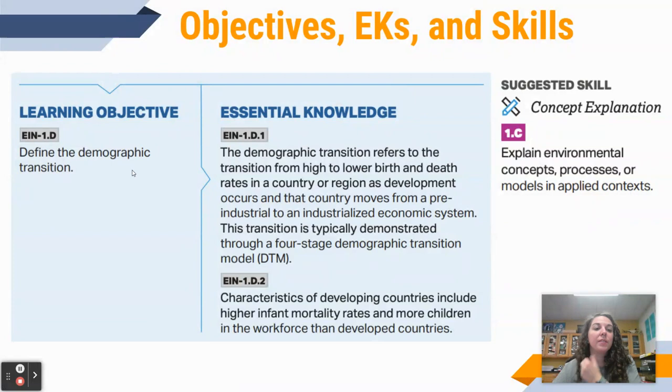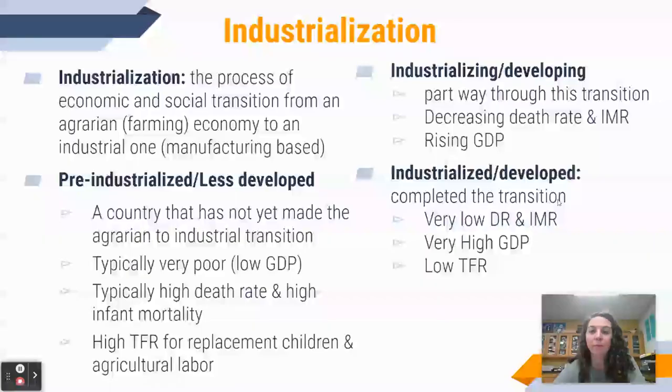So our learning objective for this one is going to be to define the demographic transition. To be able to do that, you have to know some things about the stages we have of the transition, and then what that graph looks like. So you're going to need to know some characteristics of those countries to be able to explain all of this. And your practice FRQ is going to be to explain environmental concepts, processes, or models in applied contexts.